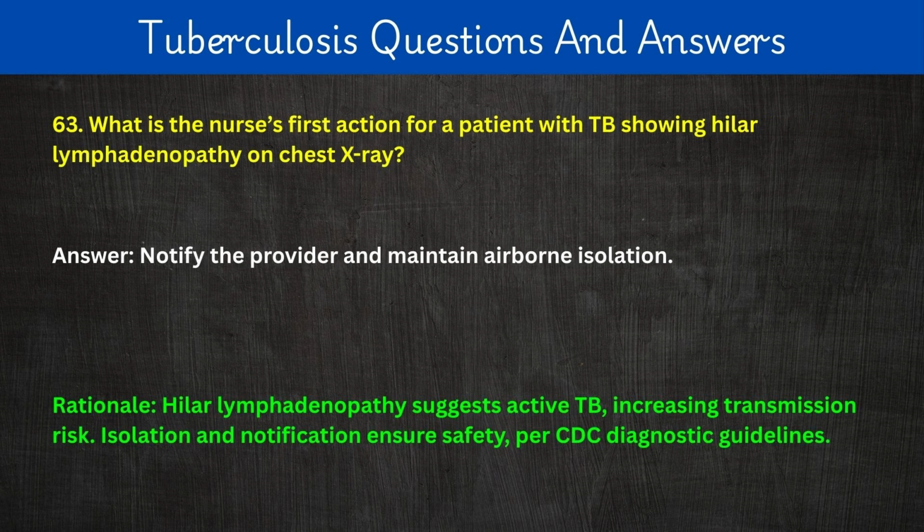63. What is the nurse's first action for a patient with TB showing hilar lymphadenopathy on chest X-ray? Answer: notify the provider and maintain airborne isolation. Rationale: hilar lymphadenopathy suggests active TB, increasing transmission risk. Isolation and notification ensure safety, per CDC diagnostic guidelines.